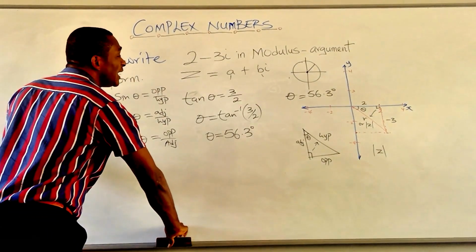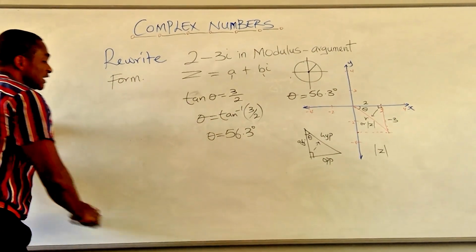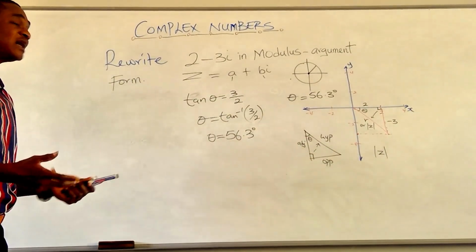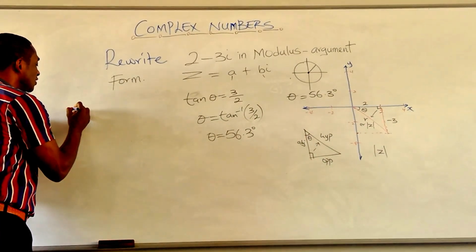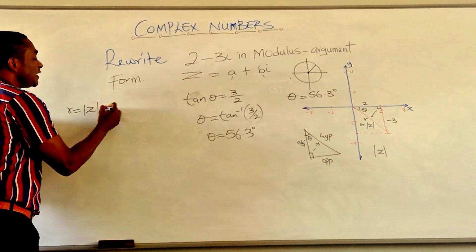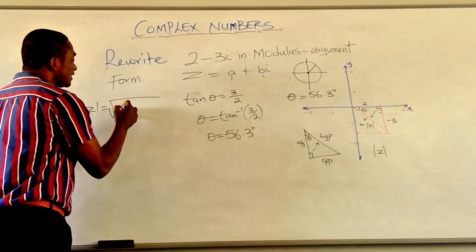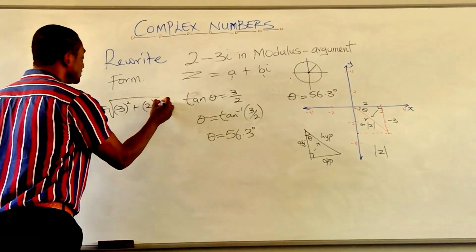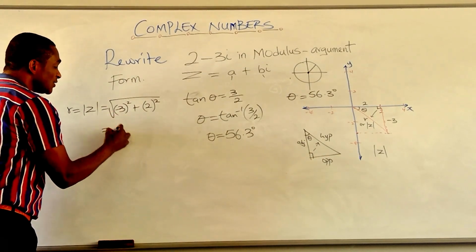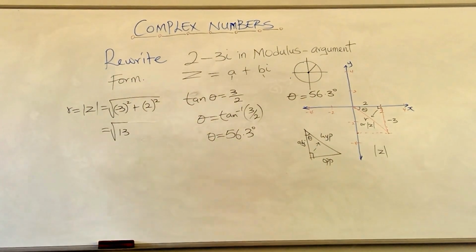Now we have one more thing left. We have gotten our argument, but we need to get our modulus. The modulus is gotten using Pythagoras because it's the length of a side in that triangle. So our radius, or what we call the modulus, will be, according to Pythagoras theorem, the square root of the opposite squared plus the adjacent squared. So we have the root of 9 plus 4, root of 13. So root of 13 is our modulus.